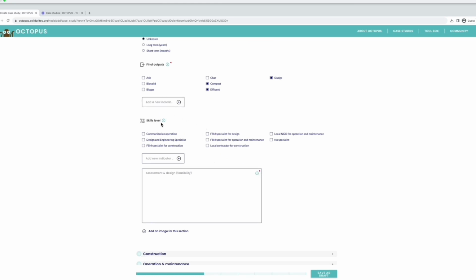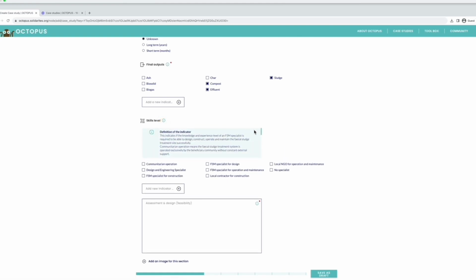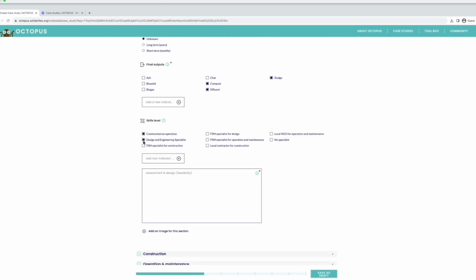Then, we are asked to specify the skill level required to design, construct, operate, and maintain the treatment plant by ticking boxes for all involved personnel. This is a useful indicator to gain an understanding of what type of skills are required to have a successfully functioning treatment plant, to employ suitable personnel for various tasks, and to select technologies to match the available local skill level.